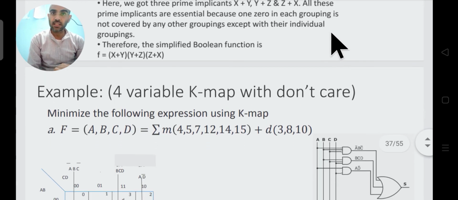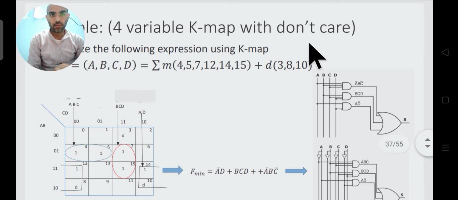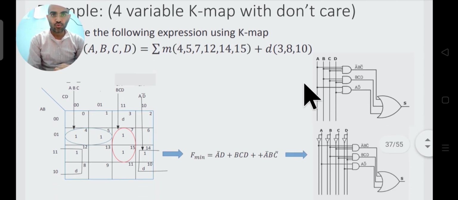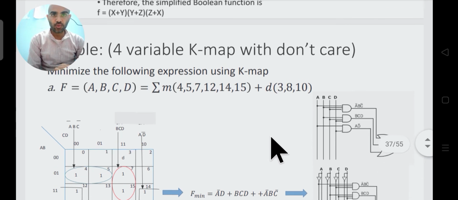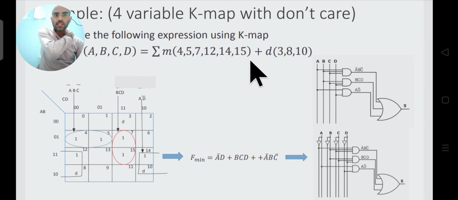Now let's see, in the previous two problems we have seen the problem without don't care. Now let us see this problem with don't care and 4 variables. Okay, so this is the problem. Again we have to minimize this expression, which is a 4 variable expression. You can see that the terms go up to 15. So 15 is considering both the min terms as well as the don't care.